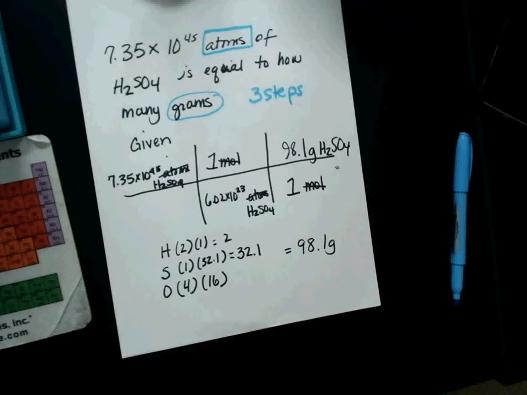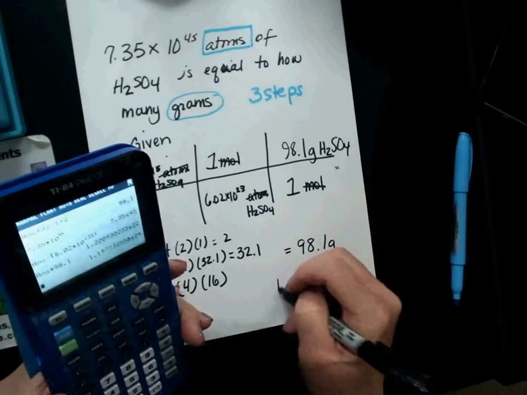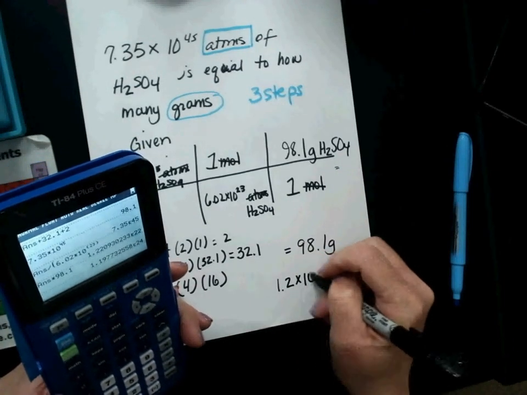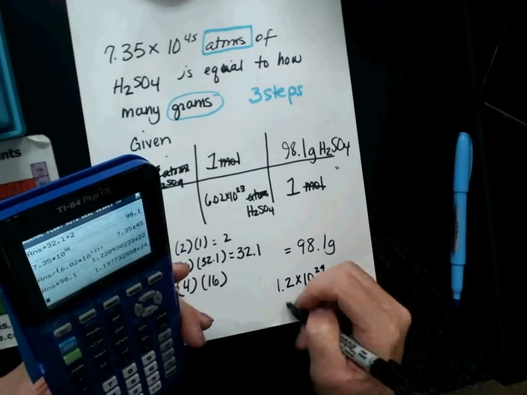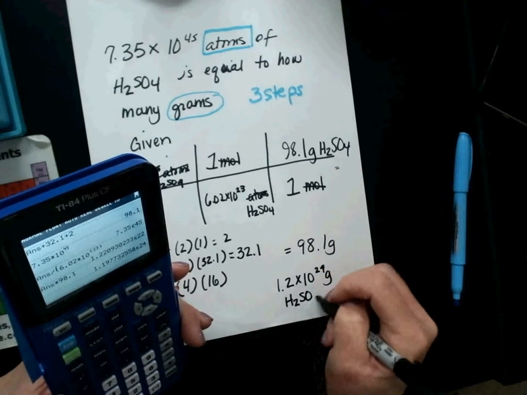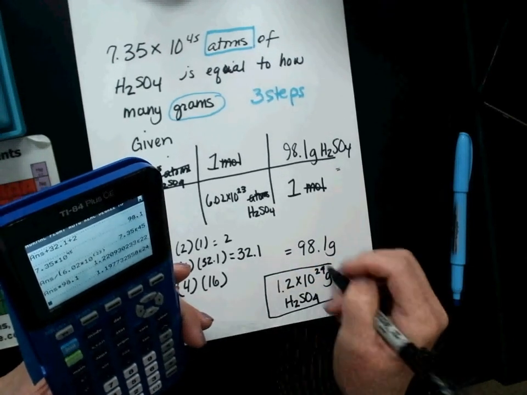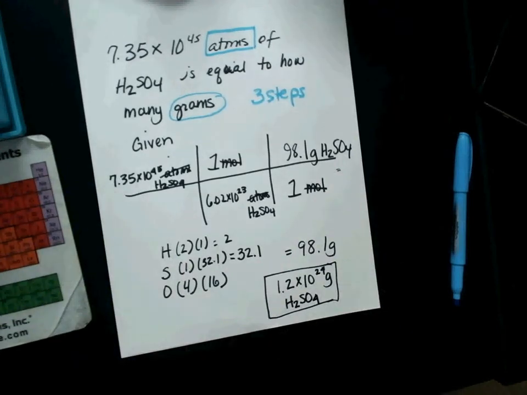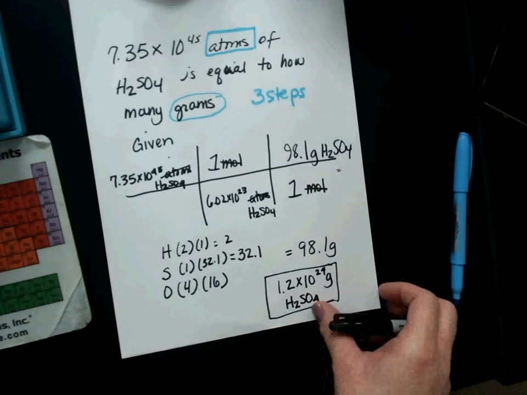And then, Carly, tell me when you're done what you get, and I'll see if it checks with mine. I have like 1.2 and then times 10 to 24. Times 10 to the what? 24. Good. That's what I got. 1.2, and I would say times 10 to the 24th grams H2SO4. Did anybody not get that? No? We're good? Okay, let's do a reverse.